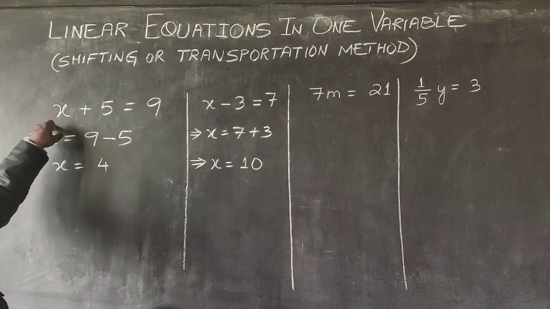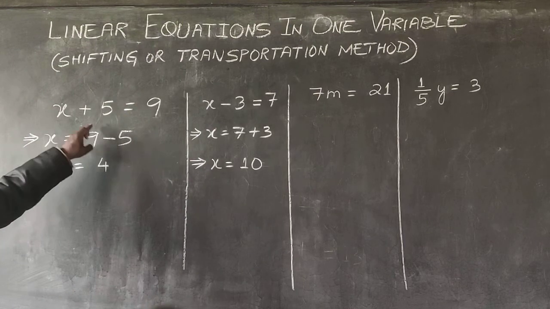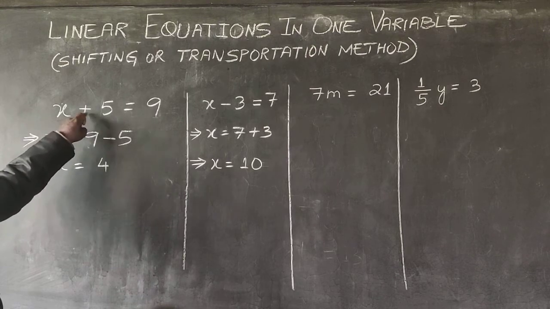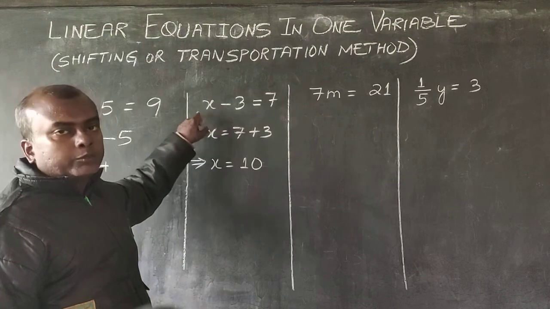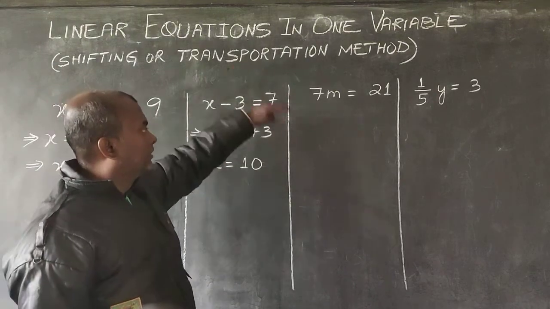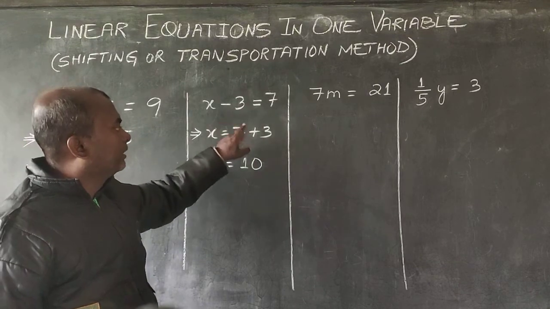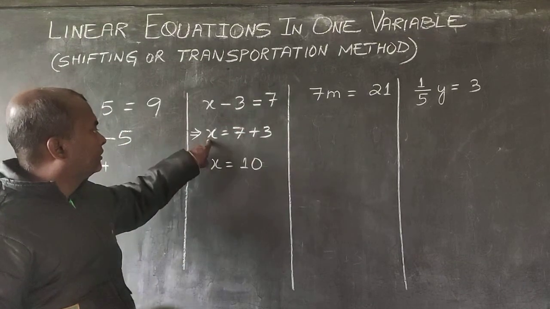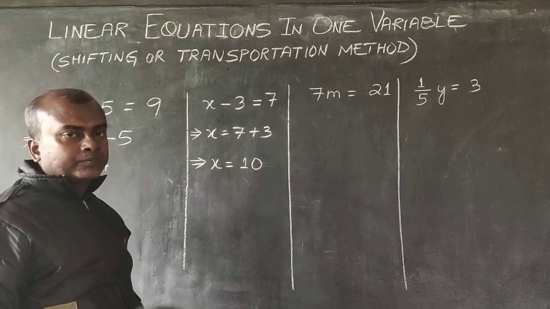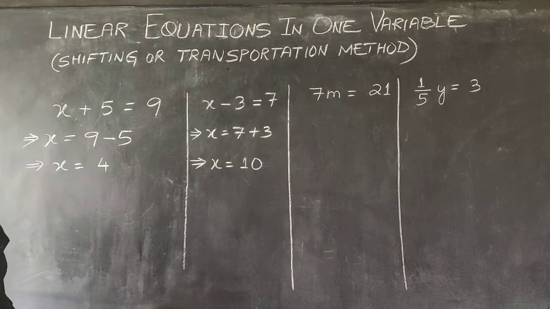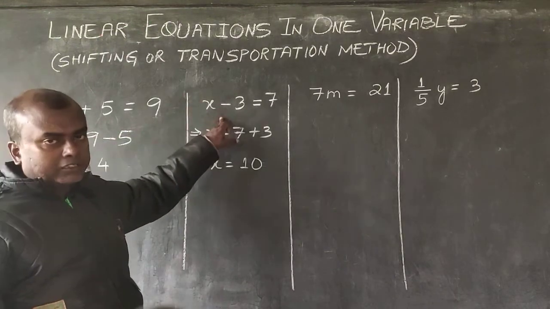Okay, plus 5 which was with x initially has shifted its position and went on the other side, but in doing so, its sign will change, it becomes minus. Similarly here, minus 3 which was with x went on the other side of the equals to sign and changed sign from minus, it became plus. Alright, so this is how x became isolated, and in that way we got the value of x. Okay, this is how we do in transportation method. If there is plus number or if there is minus number.